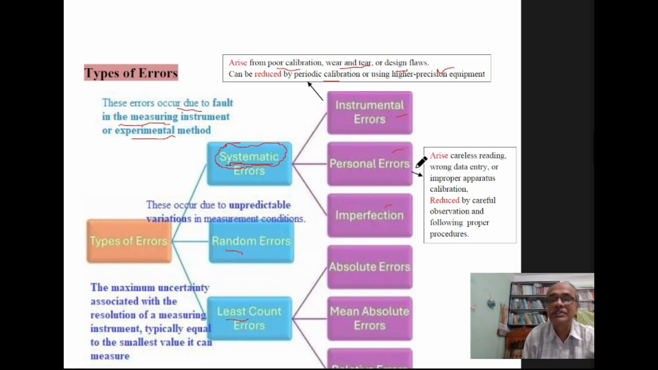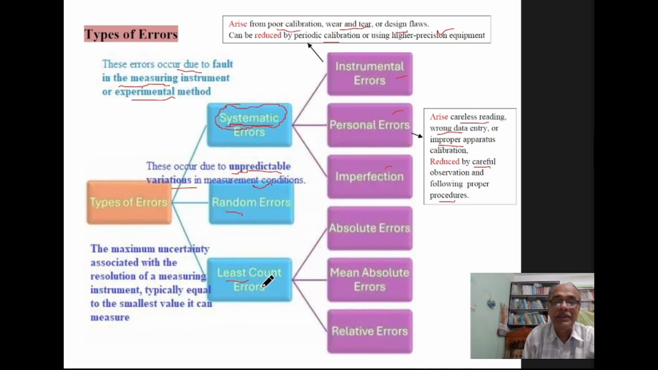Personal error varies from man to man. Examples are careless reading, wrong data entry, improper apparatus calibration. How to reduce it? You should be careful and follow the proper procedure. Random error: what is random error? It will happen and you cannot reduce this one. It is the unpredictable variation of measurement conditions. You cannot predict that one.